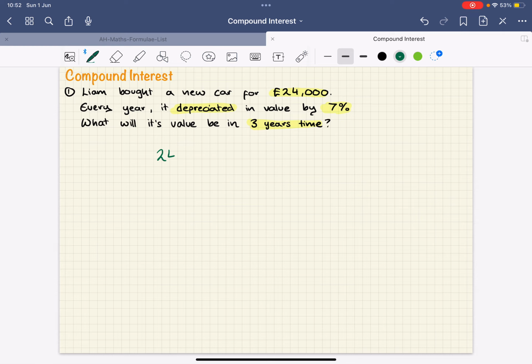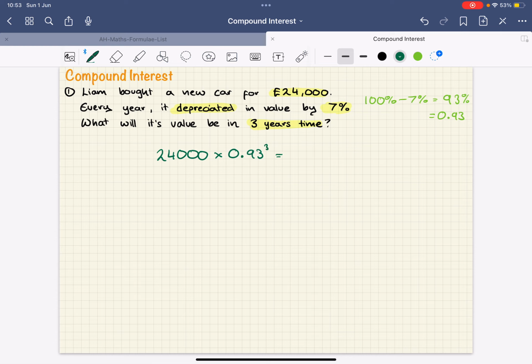So we're going to start with that 24,000. And because it's going down, remember with our percentage multipliers, when we've got our 100%, we're going down by 7%. So that means we're working with 93%. And as a decimal, that'll be 0.93. So we're going to times it by 0.93. And this is happening over the course of 3 years. So we do it to the power of 3.